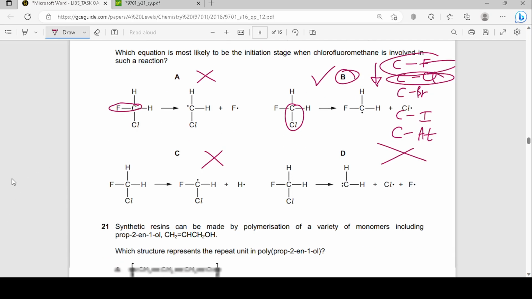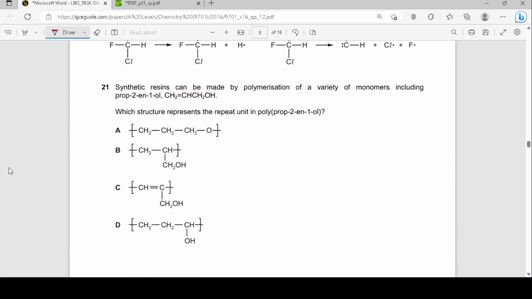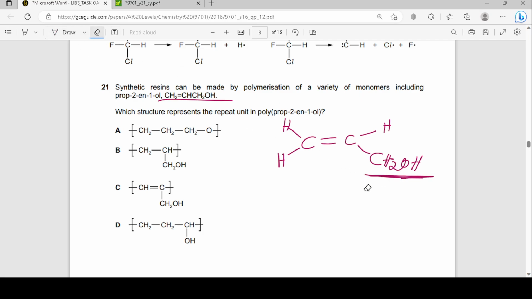Okay, next question. Synthetic resins can be made by polymerization of a variety of polymers, including prop-2-en-1-ol, CH2=CHCH2OH. Which structure represents the repeat unit in poly(prop-2-en-1-ol)? So let's just draw out this molecule in displayed form. Now what we're going to do is make the addition polymer.